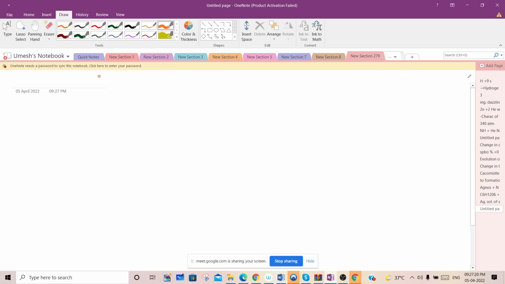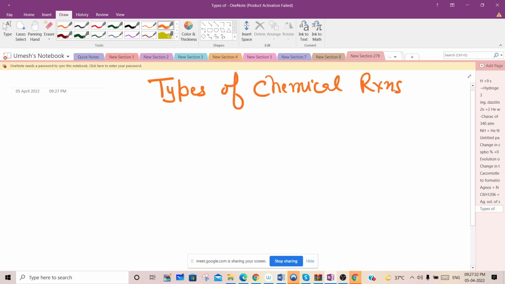Now, next topic, write down: types of chemical reactions. Number one type is combination reaction. Write down: the reaction in which two elements combine to form a new compound.